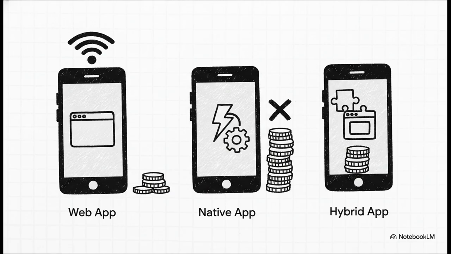Let's break it down. A mobile web app operates in the device's browser. It's way cheaper to build, and it kind of mimics an app experience, but it totally relies on your connection speed. Then you have the native app. This is programmed specifically for Apple's iOS or Google's Android. It runs lightning fast and can even operate offline. But it's the most expensive route, since you have to create entirely separate versions for different devices.